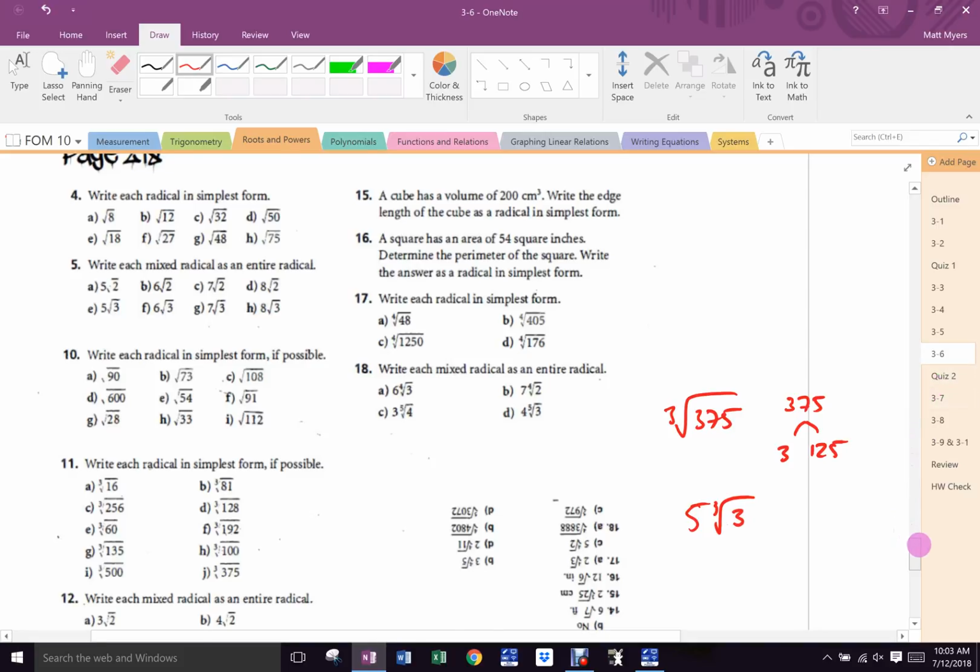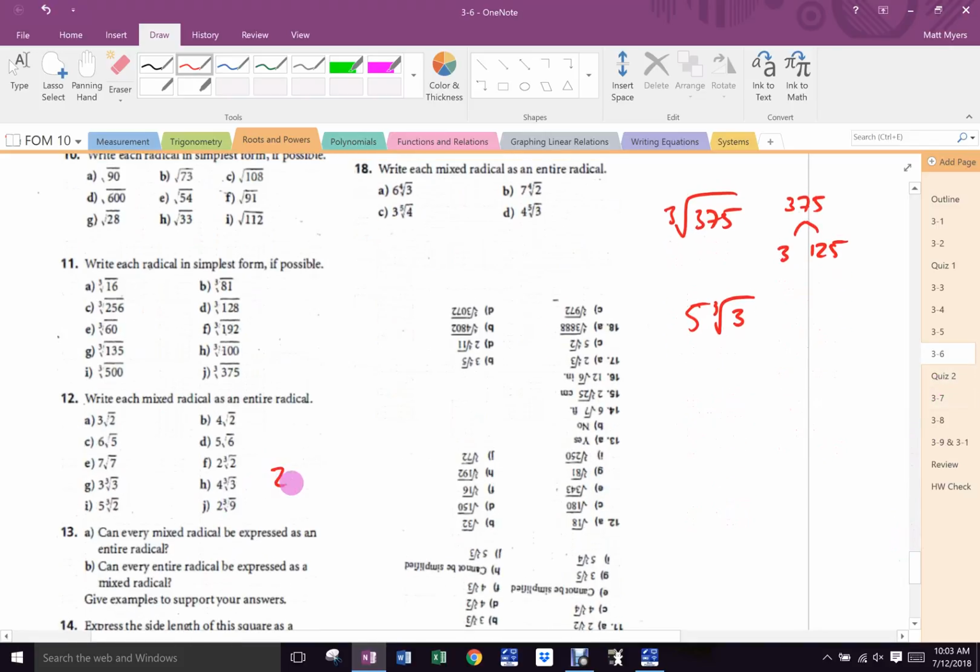12G. 12J. 2 cube root 9. If there's a 2 out there, and I was looking for groups of 3, how many 2s are under there? 3 of them. So it's the cubed root of 9 times 2 cubed. 2 cubed is 8. 9 times 8 is 72. Okay? Okay. Next was 14, I believe.